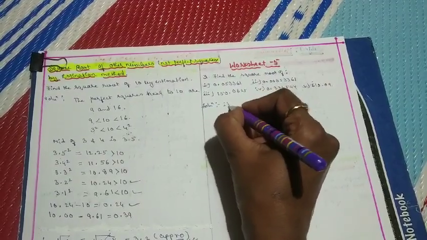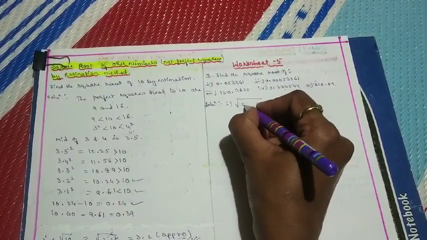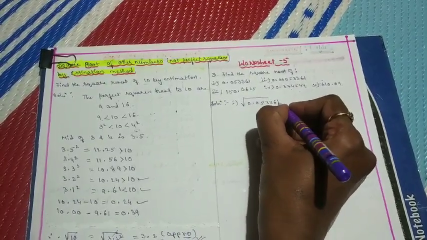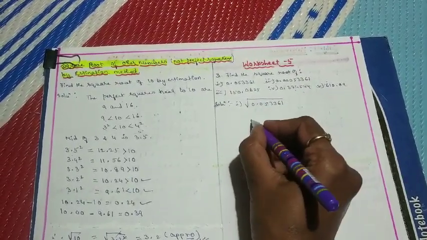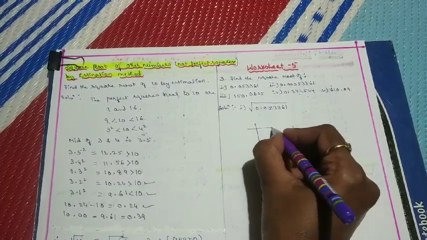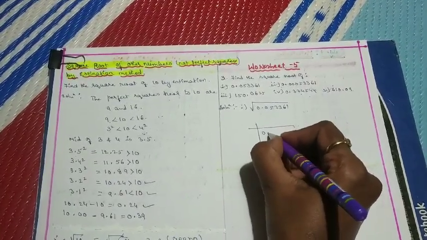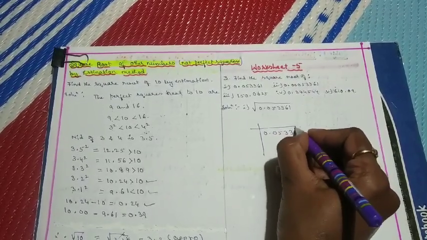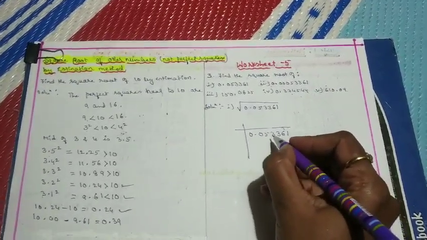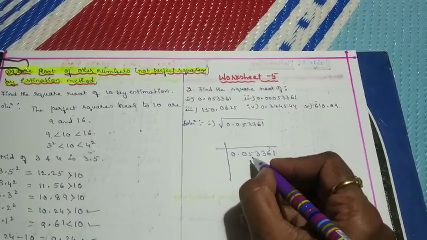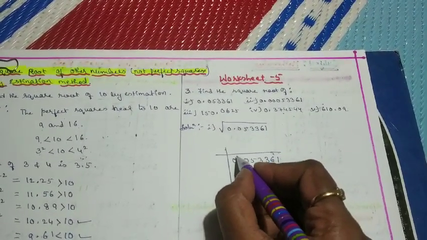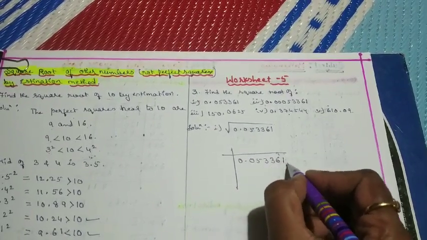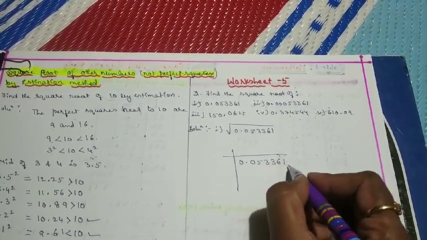First question, that is the square root of 0.053361. Arrange it in the respective places. Care must be taken in making the pairs. As I told you, this is called the whole number part and this is called the decimal part. In a decimal number we have two parts: the whole number part and the decimal part.